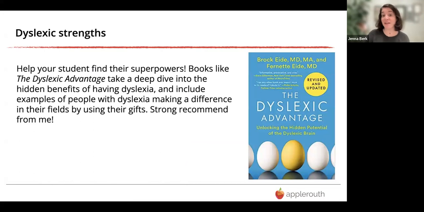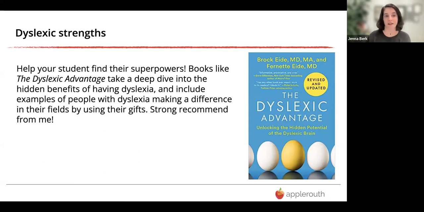If you are dyslexic or if you have someone dyslexic in your life, I strongly recommend reading this book, The Dyslexic Advantage. It is so cool. It talks about the hidden benefits of having dyslexia, examples of people with dyslexia who make a difference in their fields by using their gifts. Strong recommend. They just updated it.